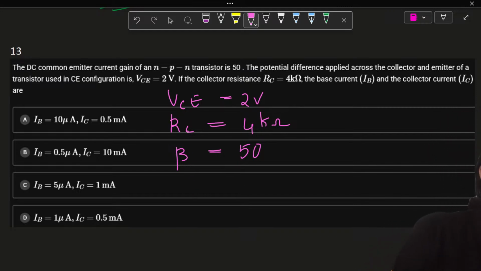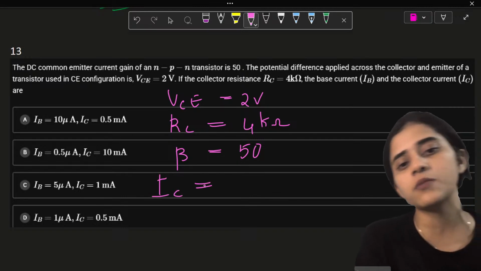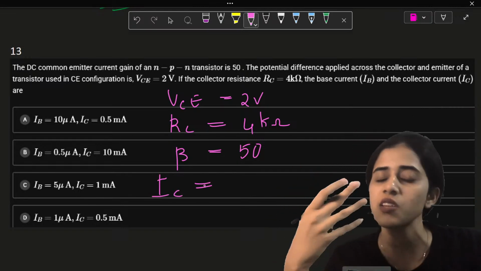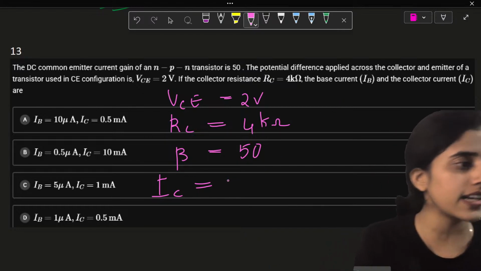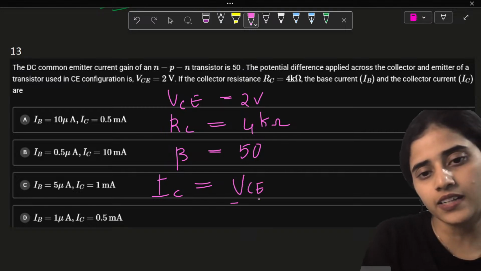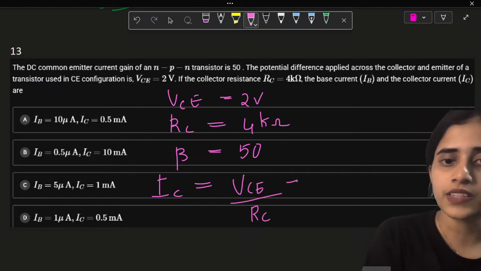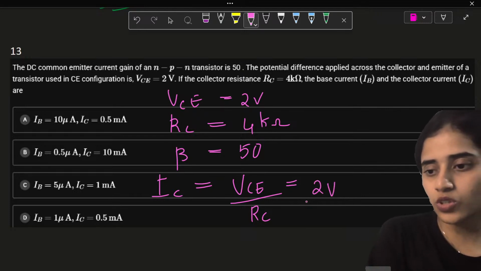So VCE is 2 volts, RC is 4 kilo ohm, beta is 50. All this is given to you. Now let's first calculate collector current IC by the famous Ohm's law, because you have RC and VCE. So IC is very easy. Ohm's law, V is equal to IR. So IC is equal to VCE by RC. How much is VCE? 2 volts.